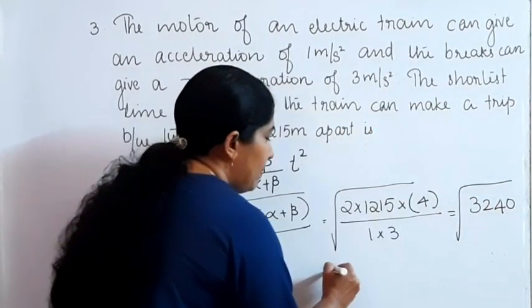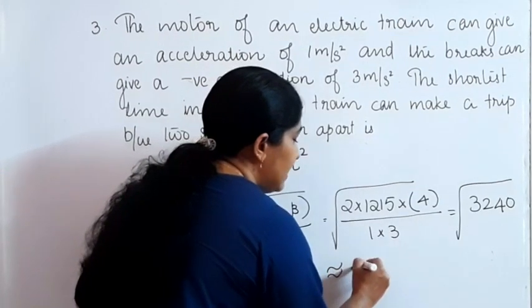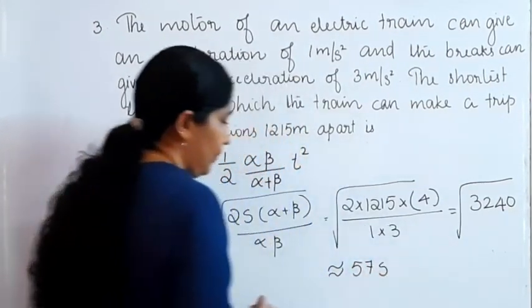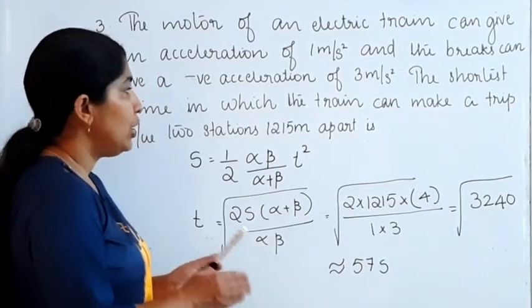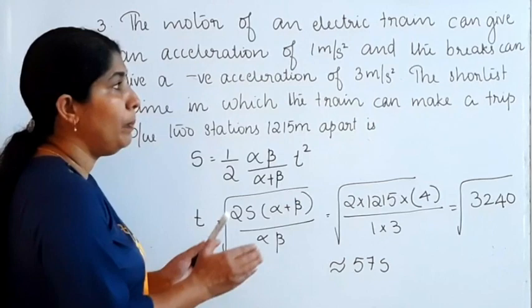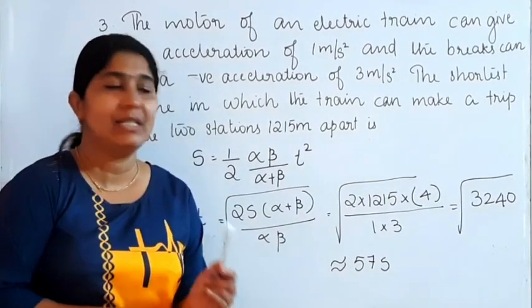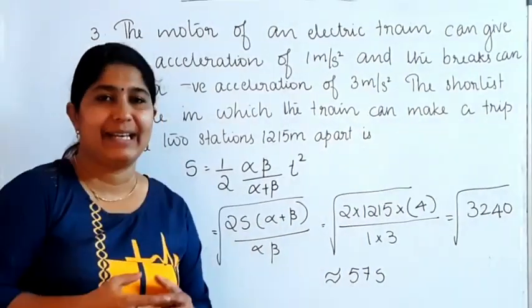That is approximated as 57 seconds. Okay. The approximate value of the time taken to make a trip between the two stations is 57 seconds. Okay.